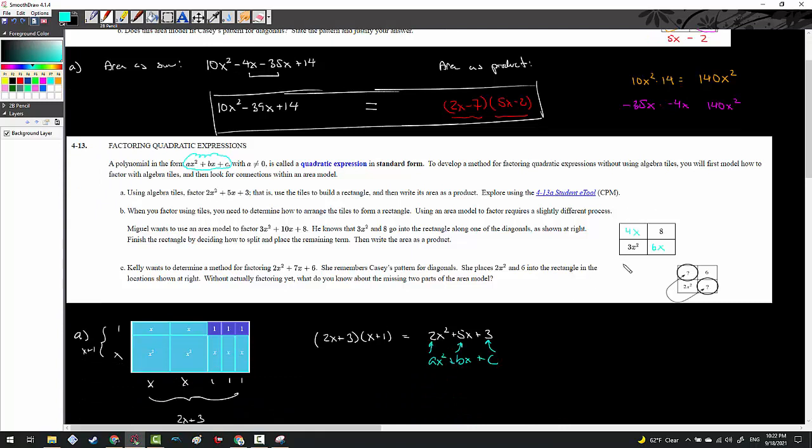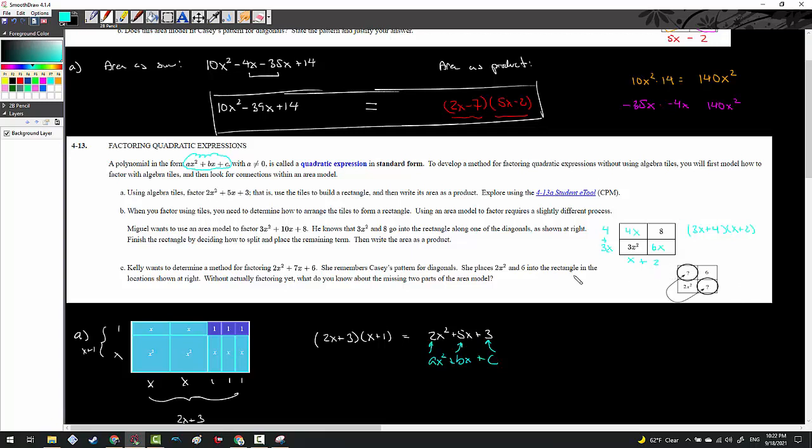So here we go. I'm going to throw down my 3x here and my x right here. And I believe there's going to be a 4 right there and a 2 right there. And hopefully, that's making enough sense, right? I wanted to put the 3 here because I wanted to line up with the 6. The x can line up with the 4. No big deal. And so my area as a product is going to be 3x plus 4 times x plus 2. And there we have it.